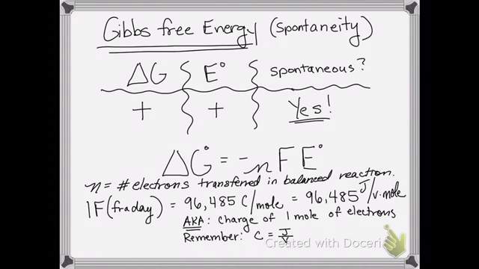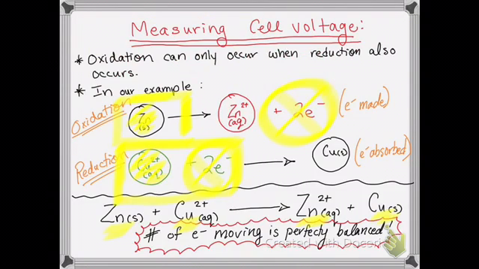So delta G has a relationship with E in the following formula right here. This is another really important formula that I would strongly recommend you try to memorize. And it goes something like this. Delta G is equal to negative, oh my gosh, it's so hard for people to remember that negative, nFE. Okay, and just a little bit of clarification. n is equal to the number of electrons that are transferred in the balanced reaction. So the key thing is that it has to be balanced.